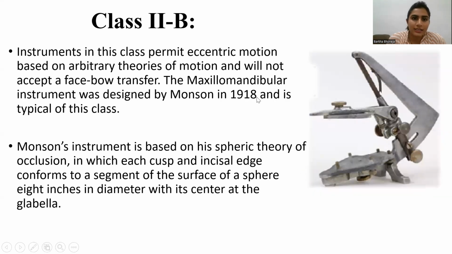Class 2B instruments in this class permit eccentric motions based on arbitrary theories of motion. Okay, so there is a theory which is called Monson's theory, which says the mandible moves with respect to the maxilla in an 8-inch circle with the center at the glabella. Okay, 8-inch diameter, that is 4-inch as a radius. So this you can see will be a ring presenting the movement. So this is Monson's theory. Monson's instrument is based on its spheric theory of occlusion, in which each cusp and incisal edge conforms to a segment of the surface of a sphere, which is 8 inches in diameter, with its center at the glabella.